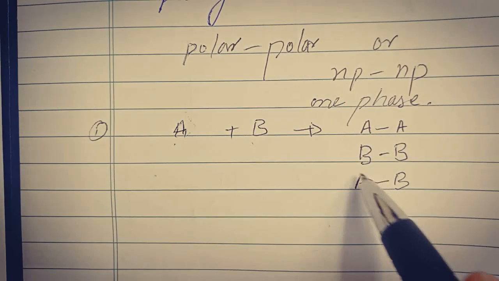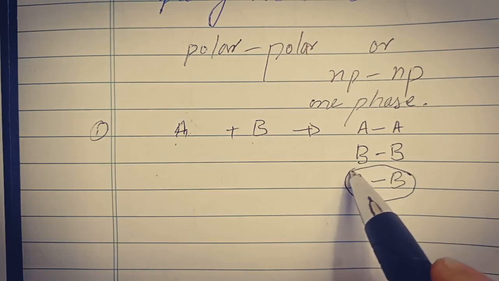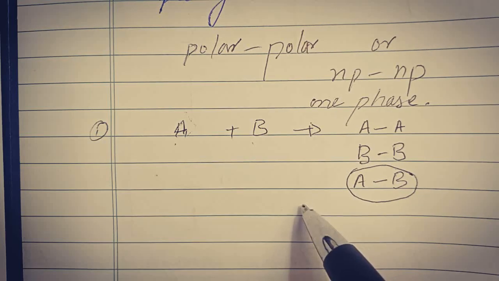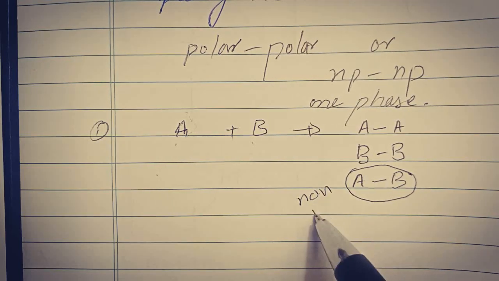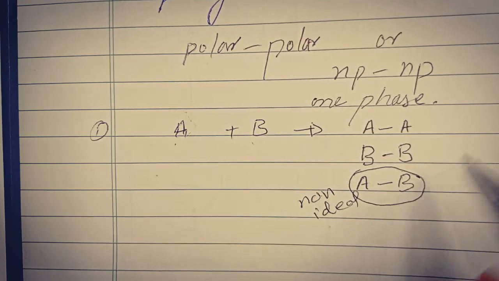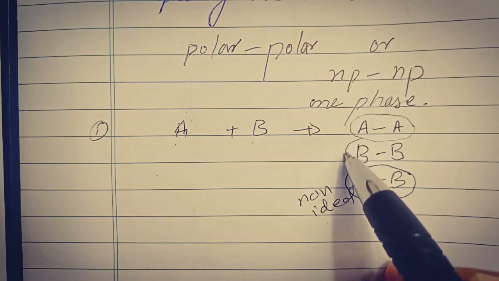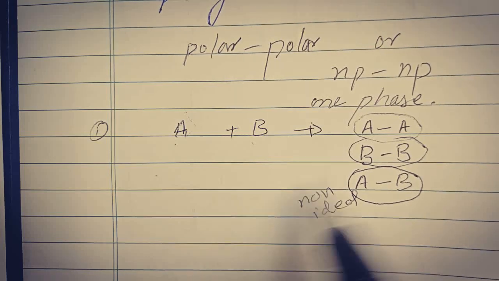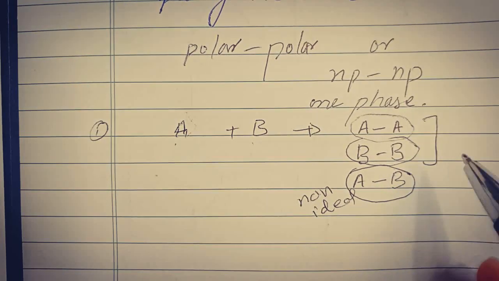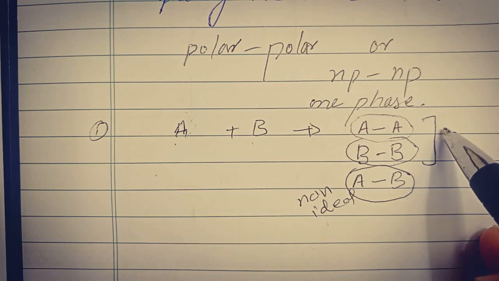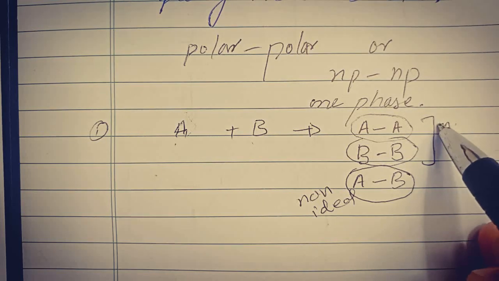It means that if A-B interaction is present, then the solution is considered non-ideal. And if the solution has the previous interactions, that is A-A or B-B, then that solution is termed an ideal one.